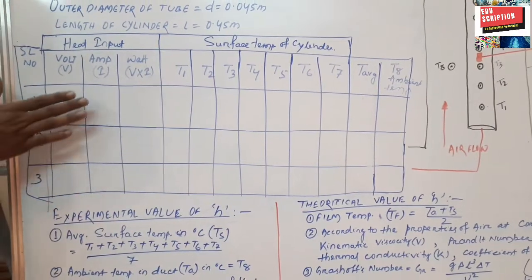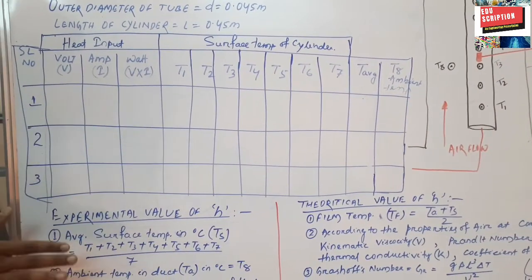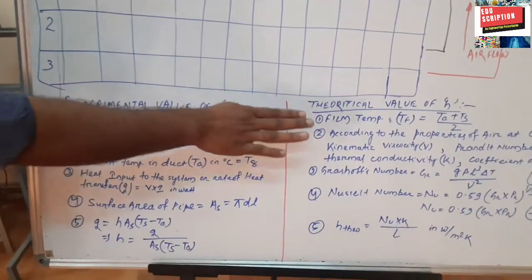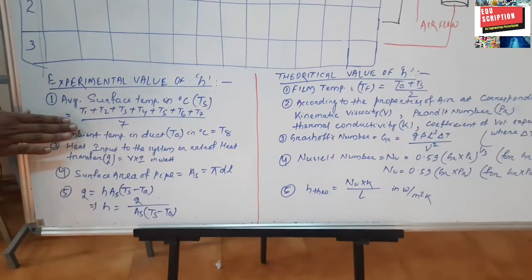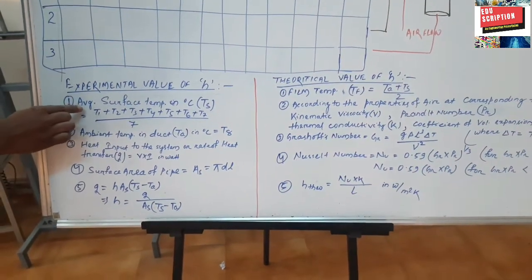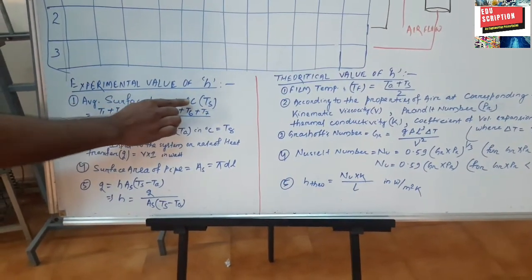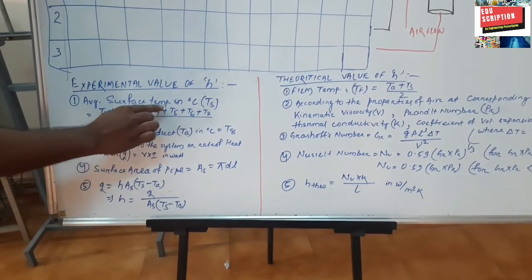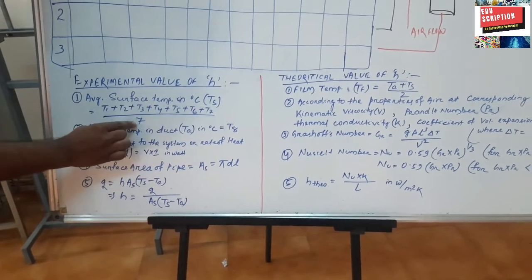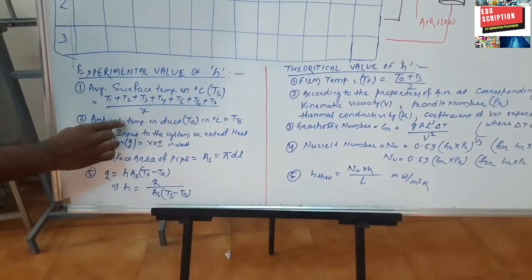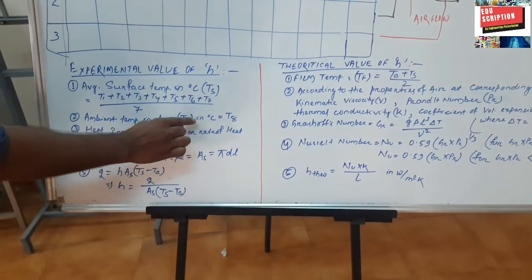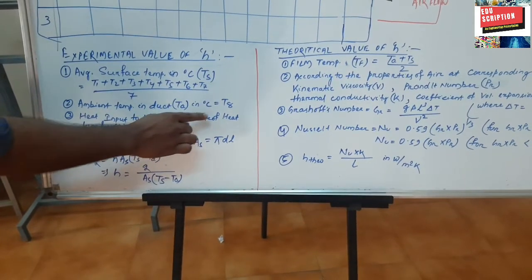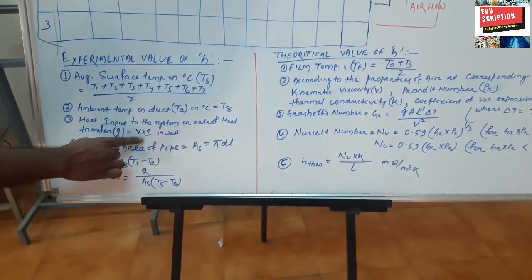And after finding all these values in the observation table, in the calculation part, we will find out the experimental value, then we will find out the theoretical value. In the experimental value, the first point is to find out the average surface temperature in degree Celsius, that is Ts. That value is equal to (T1 + T2 + T3 + T4 + T5 + T6 + T7) divided by 7 in degree Celsius. And ambient temperature in the duct, that is Ta in degree Celsius, will be equal to T8. Heat input to the system or the rate of heat transfer will be equal to V into I.